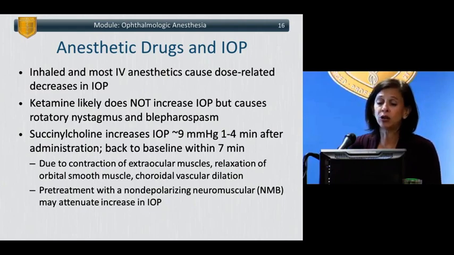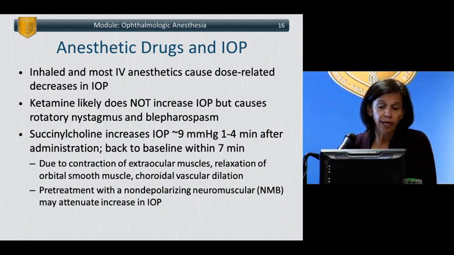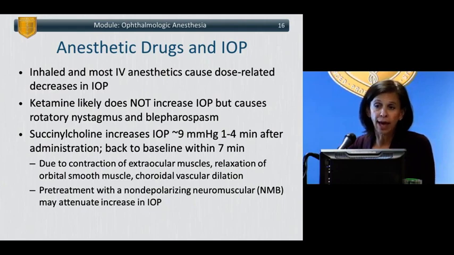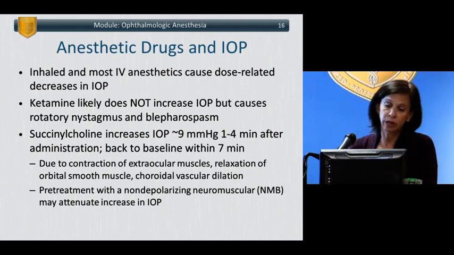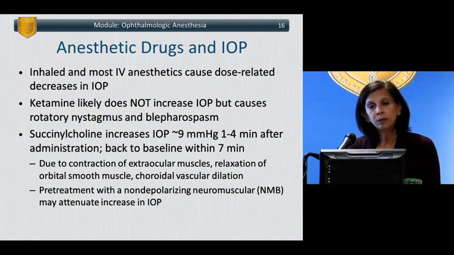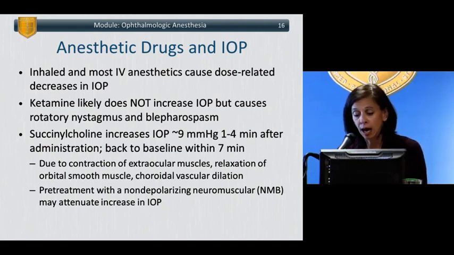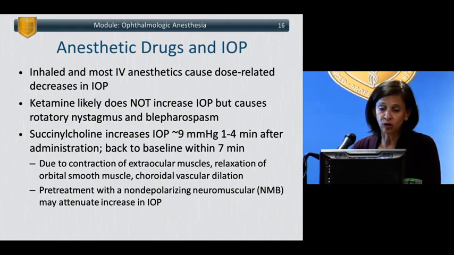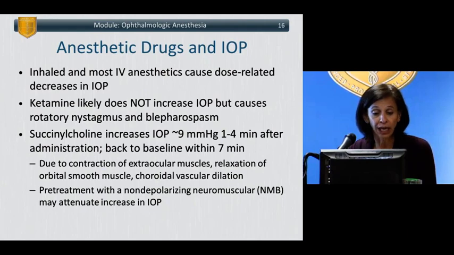Succinylcholine does increase intraocular pressure, on average about 9 millimeters of mercury within about 1 to 4 minutes after administration. However, it's very short acting, and that increase is very transient. Remember, in that previous slide, I said it was sustained elevations of intraocular pressure that were associated with those complications. And so most people feel that succinylcholine's effect on intraocular pressure is not associated with actual adverse events. But this is due to contraction of the extraocular muscles. It's also due to relaxation of the orbital smooth muscle and choroidal vascular dilation.